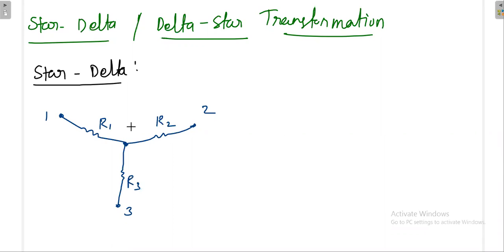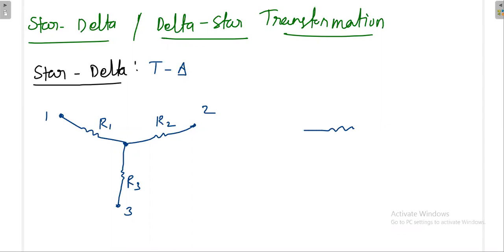This star network can also be called a T network because it's similar to a T. They used to write it like this also. T to delta. T means star, star to delta. So now the question is, if the structure is like this, what is the resistance between terminal 1 and 3? Now I can write it in delta format. It's like connecting 1 and 2 directly, 2 and 3, and 3 and 1.